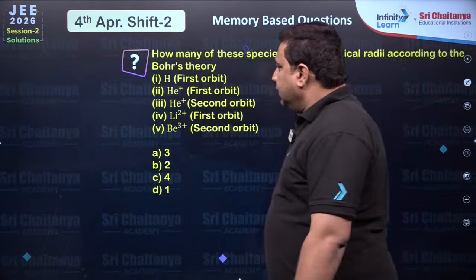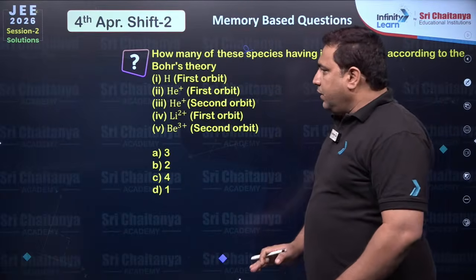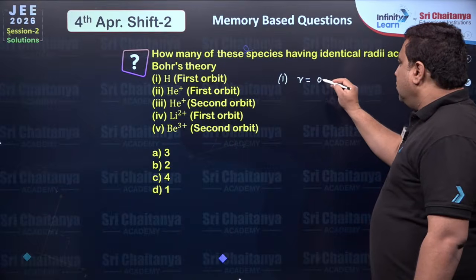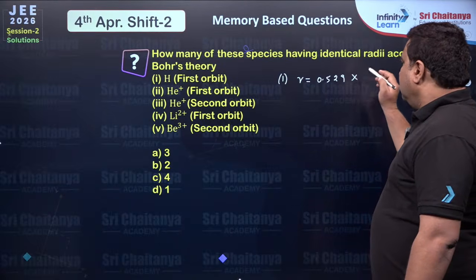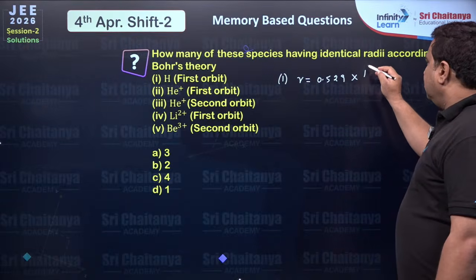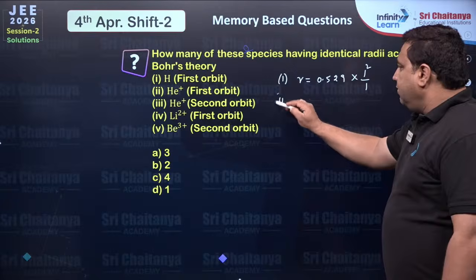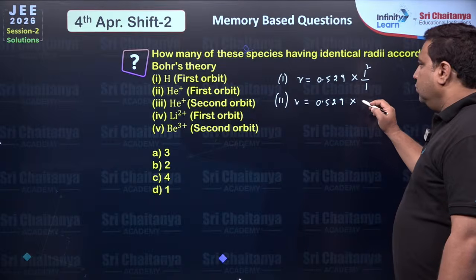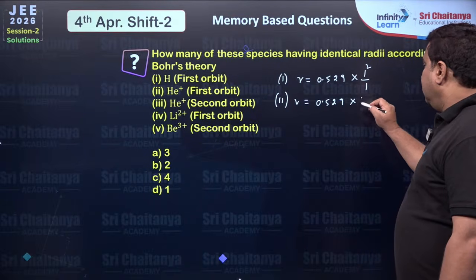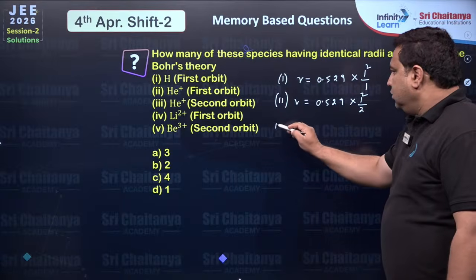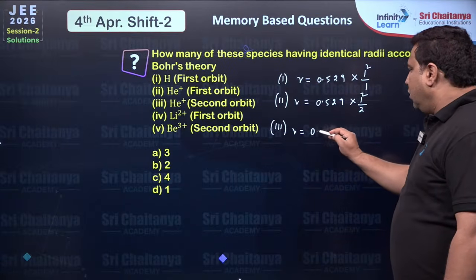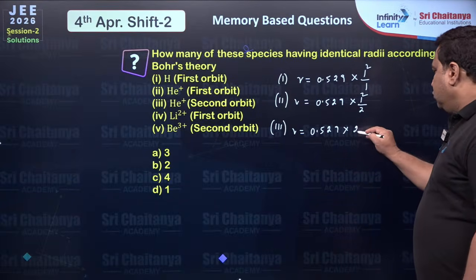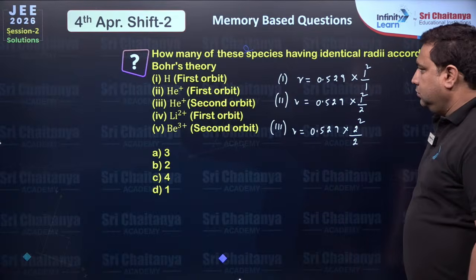Okay dear students, come on all of you, tell me the answer, quick answer for this. For the first option, the radius is 0.0529 into 1 square upon 1. For the second one, radius is equal to 0.0529 into first orbit, 1 square upon 2. Third one, radius is 0.529 into 2 square upon 2, right.